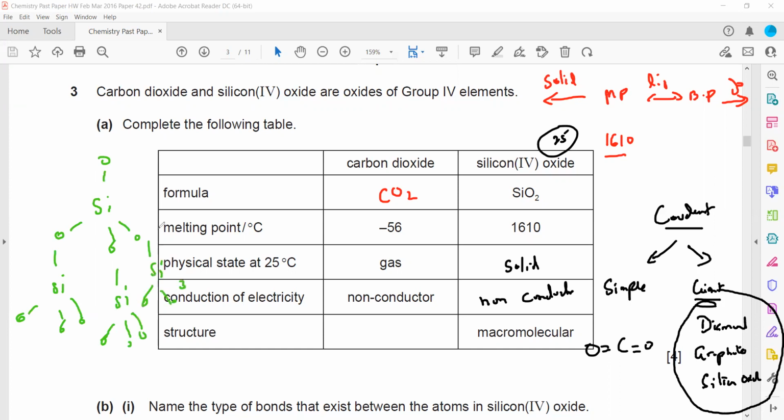First, both are covalent because carbon and oxygen are non-metals, silicon and oxygen are also non-metals. So both are covalent substances, and covalent substances can be divided into simple covalent or molecular covalent, or giant covalent. So in the case of carbon dioxide, it is a simple covalent structure which contains one carbon attached to two oxygen atoms only.